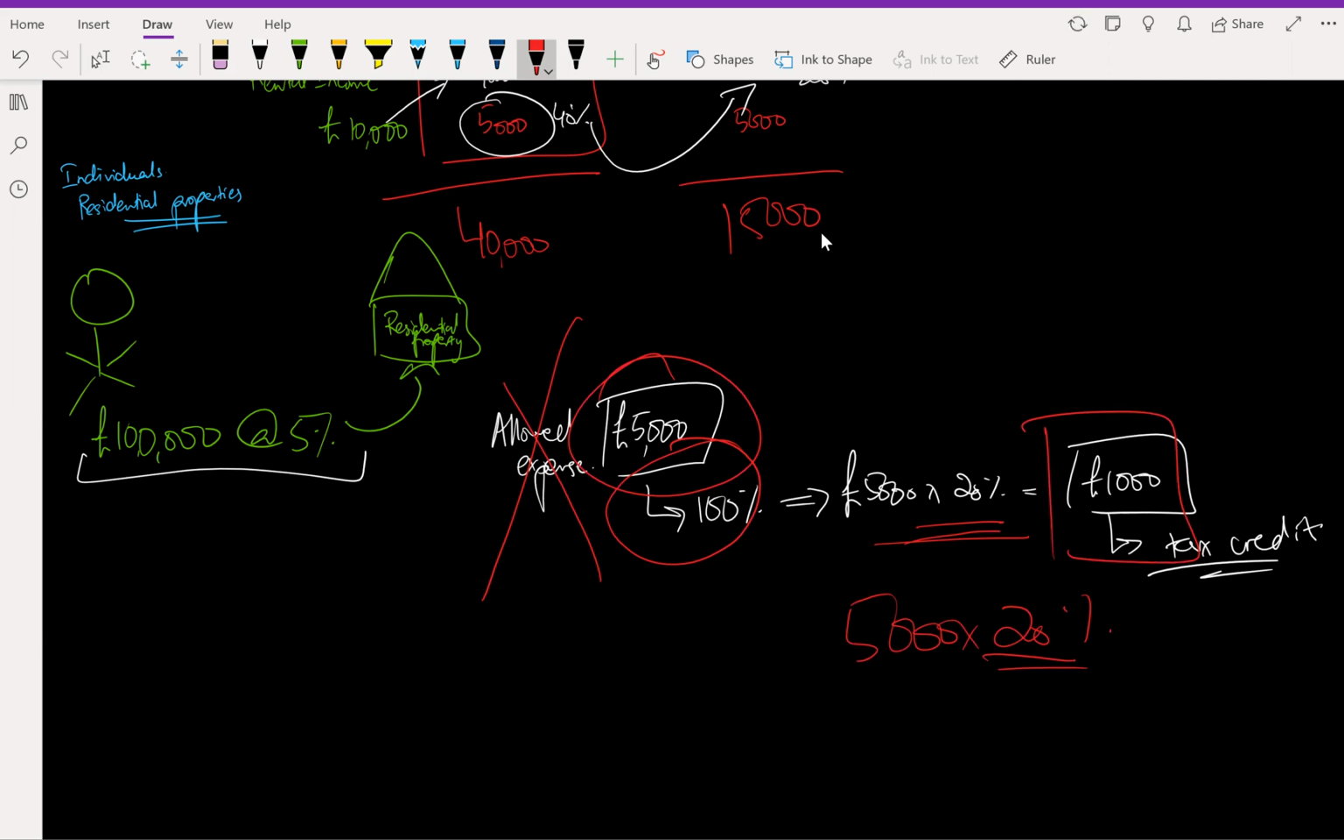It won't be treated as a deduction from your property income P&L or anything like that. It will basically directly reduce your tax liability. You understand?